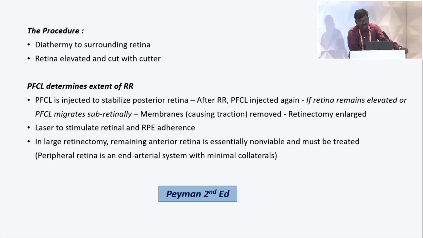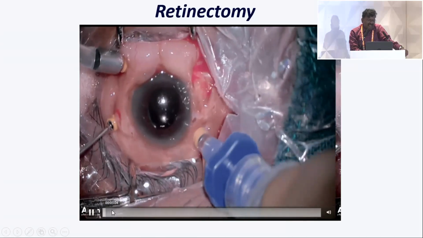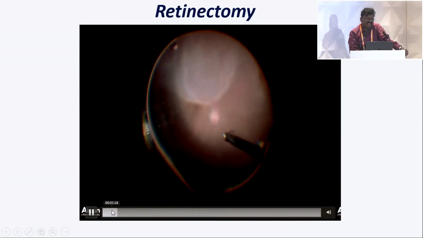And as a rule, for myself, I don't do retinectomy in the first surgery. Because when we do retinectomy in the first surgery, and if you're not peeling the membranes, the proliferation is so severe that it leads to something called severe intraretinal proliferation. So we reserve that for the resurgeries. So this is one of the cases with PVR.